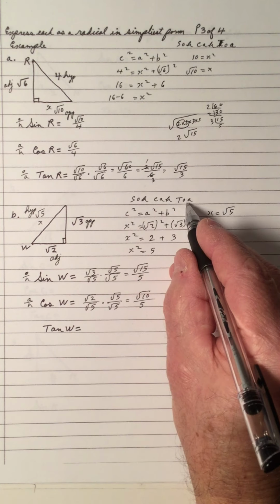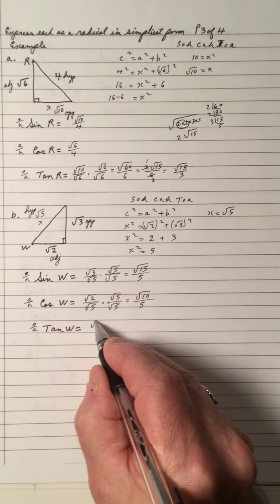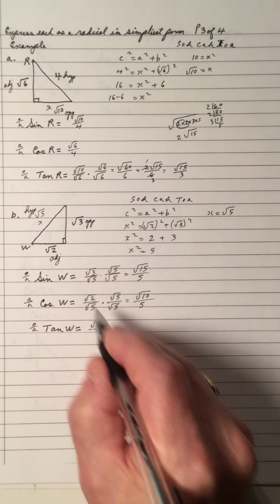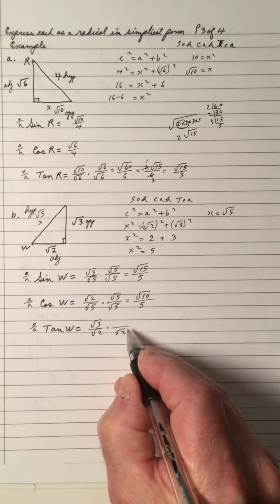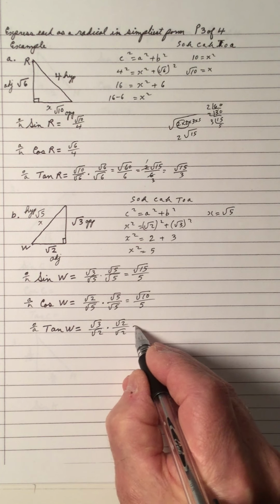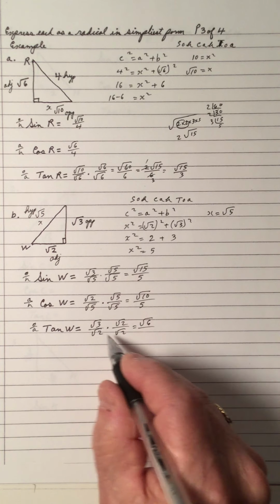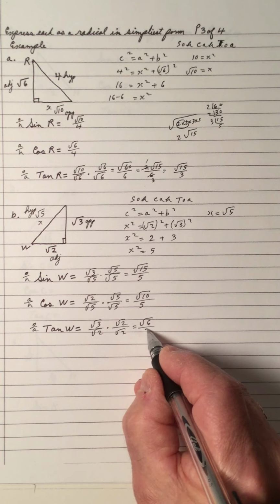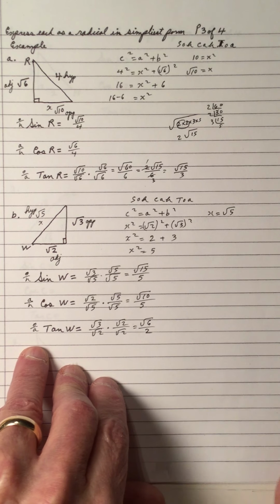And tan is opposite over adjacent. So opposite is root 3 over root 2. So we multiply top and bottom by root 2. That gives me root 6. Root 3 times root 2 is root 6. Root 2 times root 2 is root 4, which is 2. And that's fully simplified.